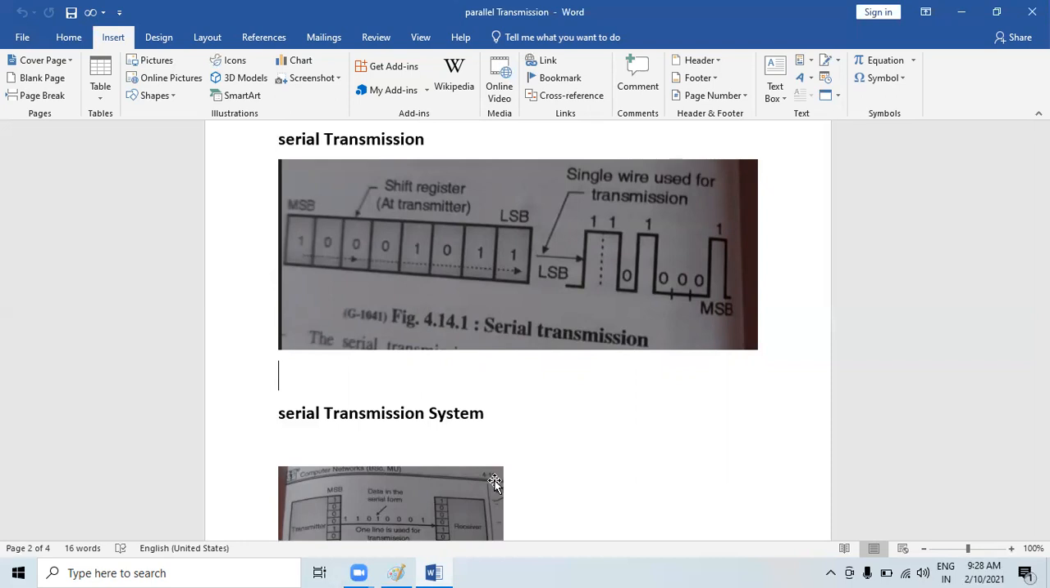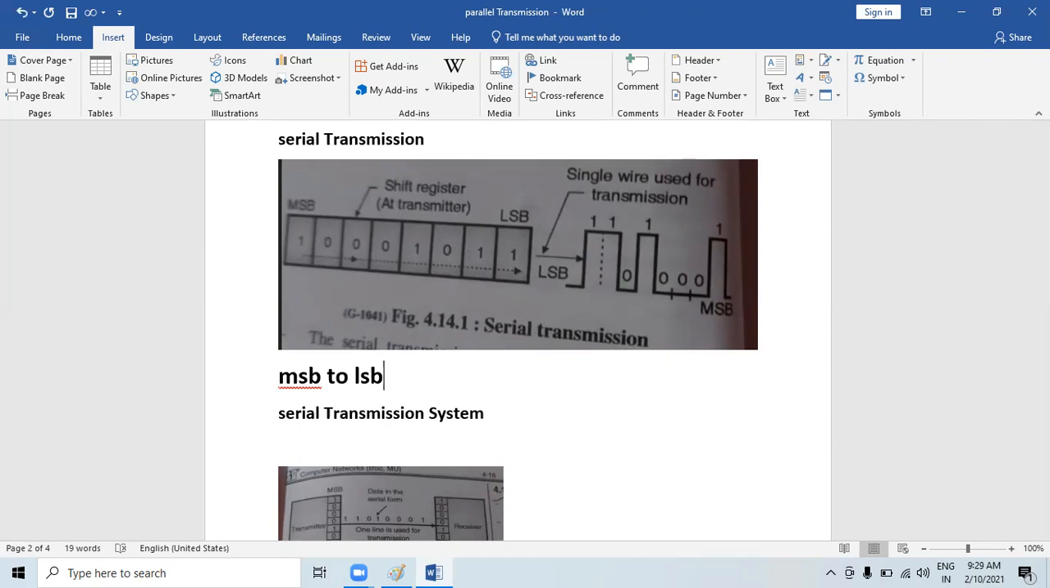So in this figure, you can see that the byte to be transmitted is first stored in a shift register. Then these bits are shifted from MSB to LSB. MSB to LSB means most significant bit to least significant bit. So here in serial transmission, the bits of the bytes are transmitted serially, one by one.